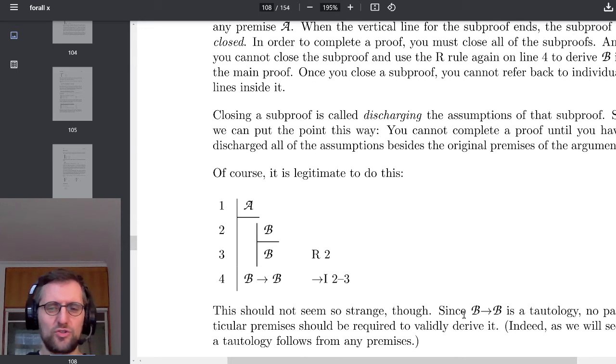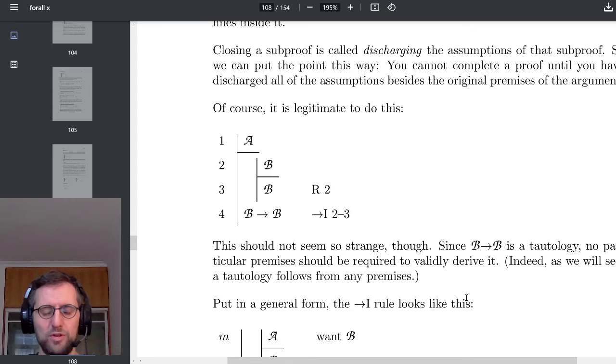So this should not seem strange, since from B follows B, if B then B, is a tautology. No particular premises should be required to validly derive it. And as we will see, the tautology follows from any premises. So it seems I can just always introduce from B follows B, right? Can always introduce a tautology, maybe. Because assuming from B follows B does not say that B, right? Yeah, I think that's what it is.